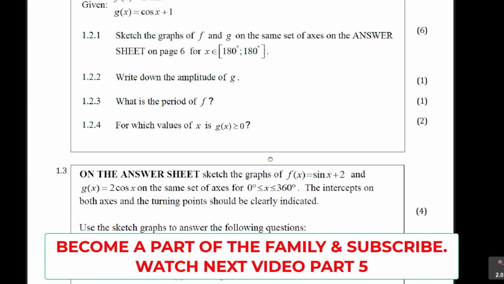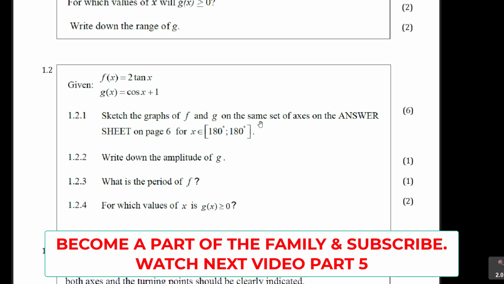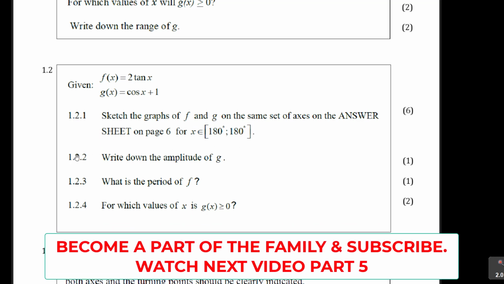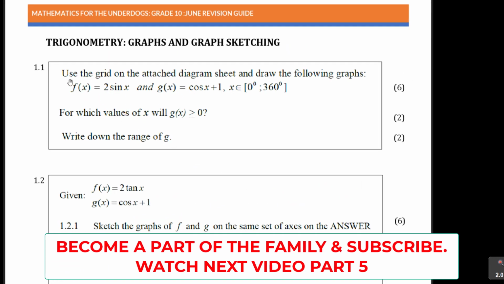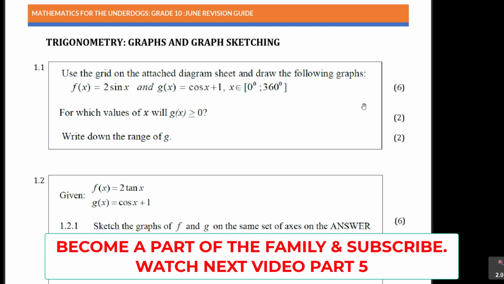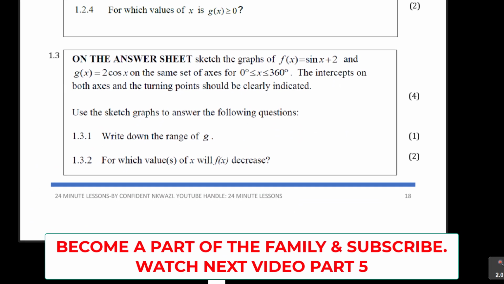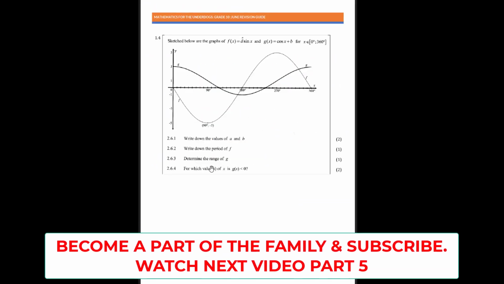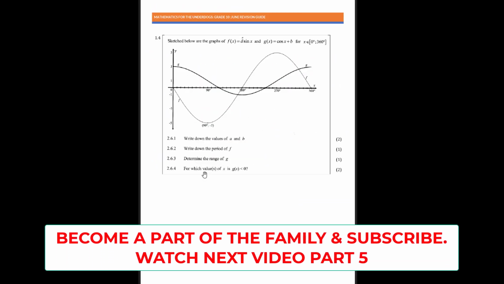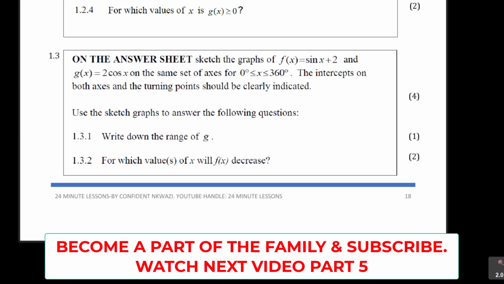You see, they give you the graphs. For example, here it says sketch the graph of f and g on the same set of axes, and then there is the graph, and then there is another one. Use the grid on the diagram sheet to draw the following graphs. See, 6 marks. You need to know how to approach such questions. Not only that, I also show you that. So these are must-watch lessons, because they prepare you for your June exams.